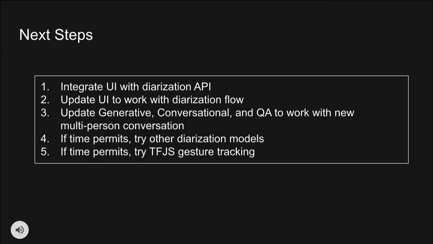Now that we have the API running on Google Colab and the Diarization API set up, we have to integrate it with the UI, and we're getting some issues with that right now with how we're sending the audio data and reading it in. And then after that, we need to update the UI and the other models so that they work with multi-person conversations. And then if time permits, we're also going to try some other diarization models. And if more time permits, we might even try TensorFlow.js gesture tracking.